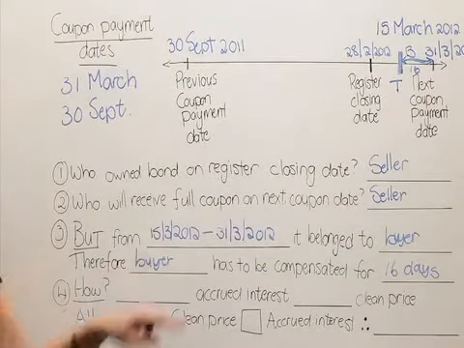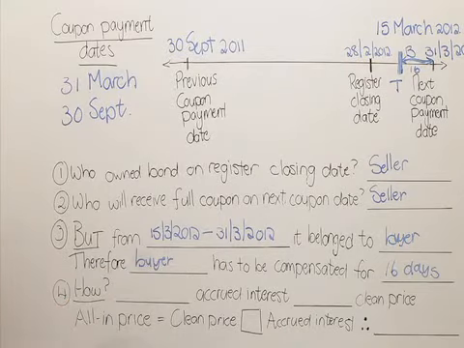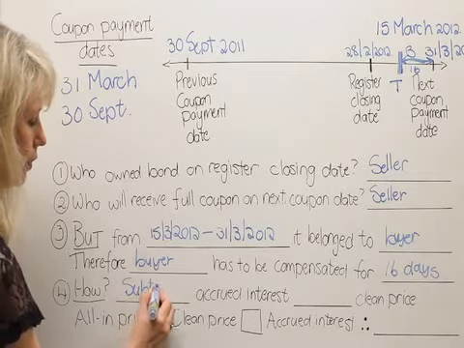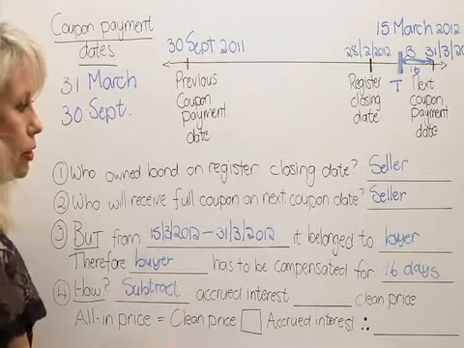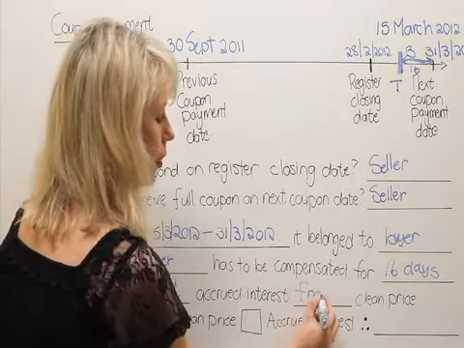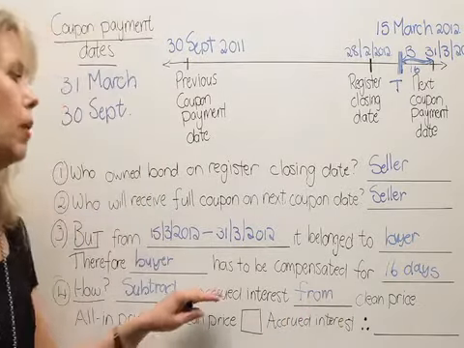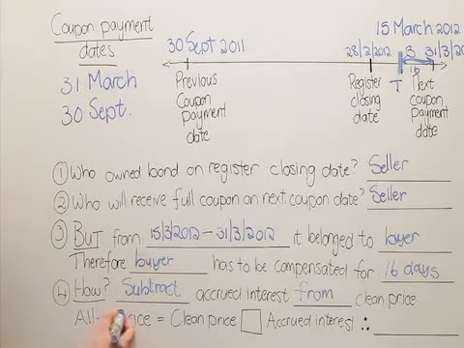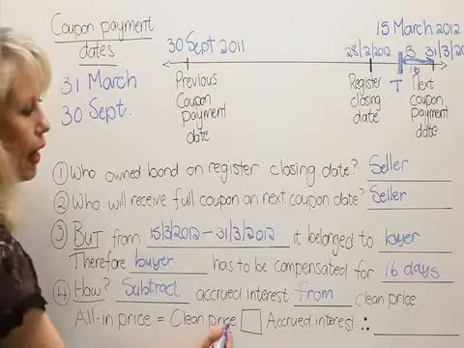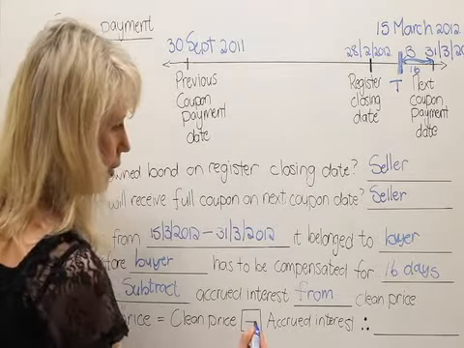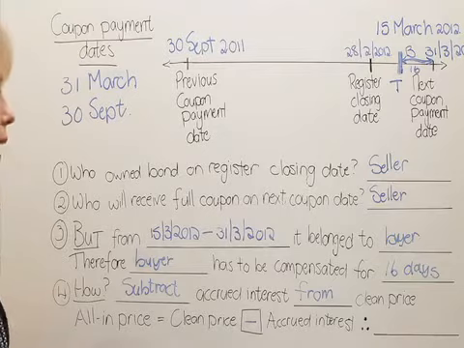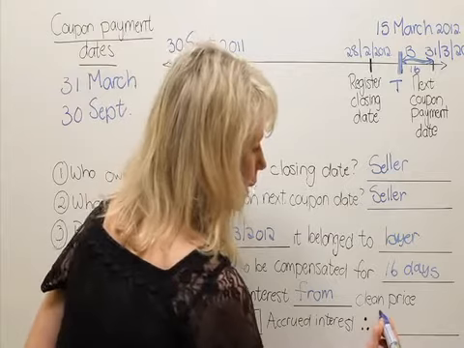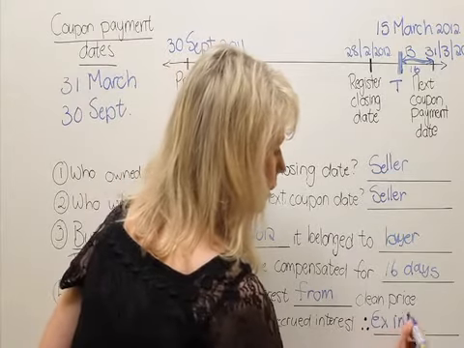Now, how will the buyer be compensated? The buyer will be compensated by subtracting accrued interest from the clean price. So the buyer will pay the accrued interest amount less. Therefore, the all-in price will be the clean price minus the accrued interest. And when we subtract the accrued interest from the clean price, we say that it trades ex interest.